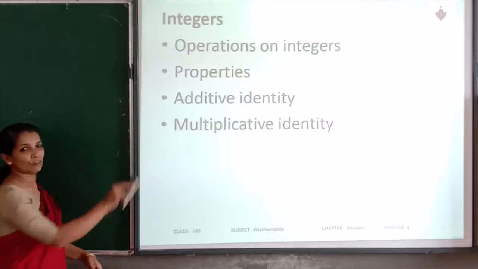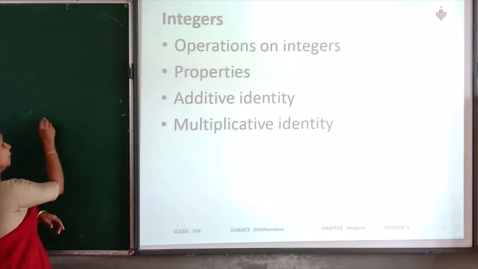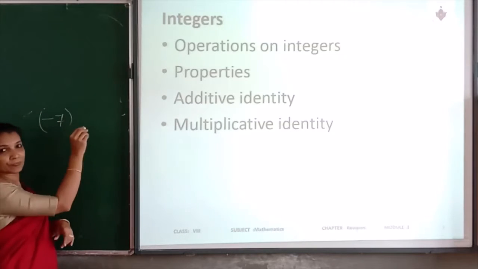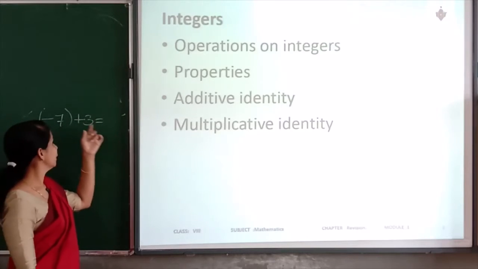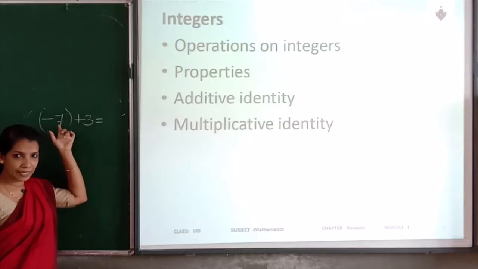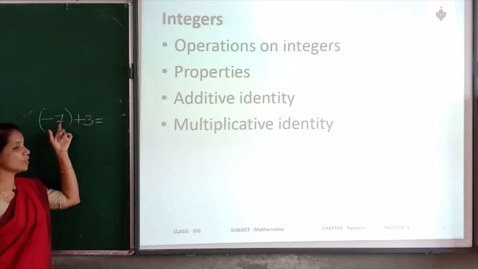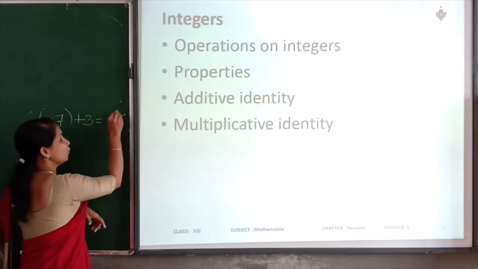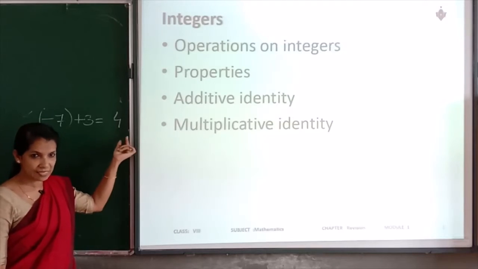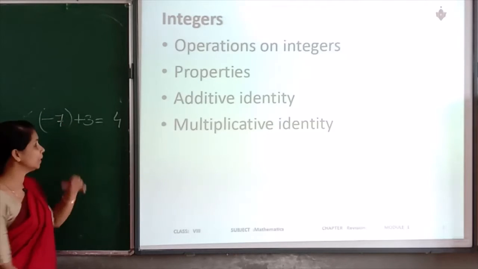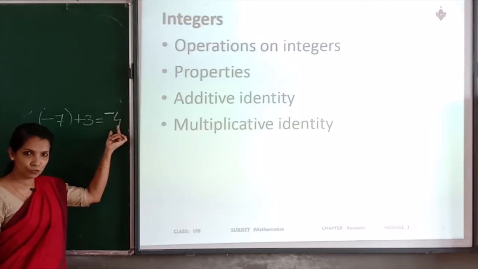If you take one positive number and one negative number, example negative 7 plus 3, what is the rule? When you take one positive number and one negative number, you find the difference between the numbers. The difference of 7 and 3 is 4 and what sign will you take? Yes, the sign of the greater number, that is negative. So, the answer is negative 4.